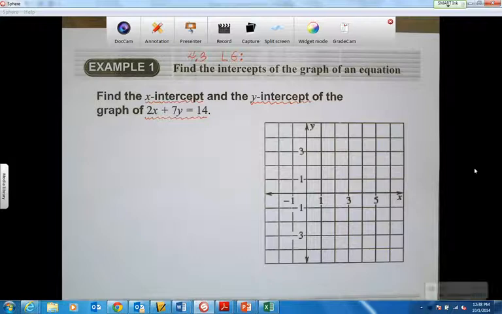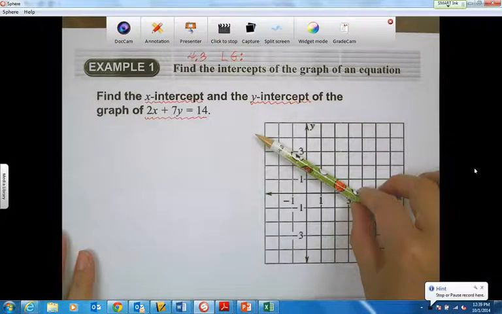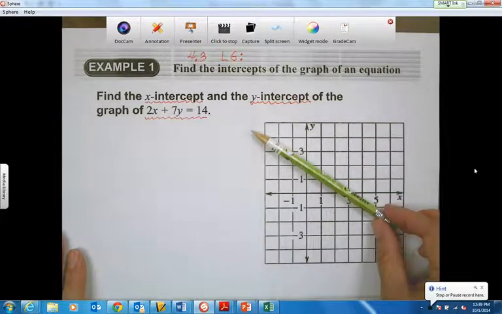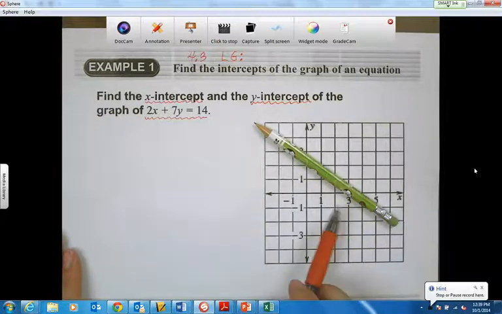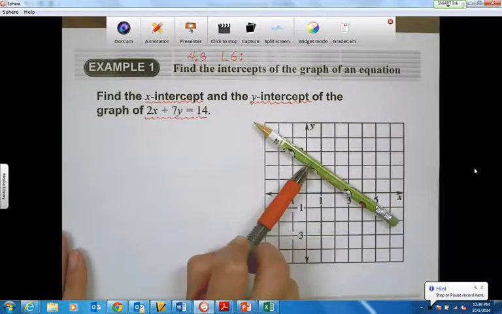All right. Intercept means cross the x-axis, okay? So if I have a line, say, that looks like this, this right here is going to be your x-intercept. And then this point right here where it crosses the y, that is your y-intercept. So that's what we're finding, those two things.